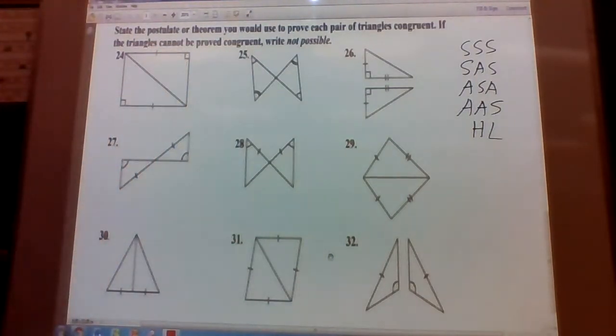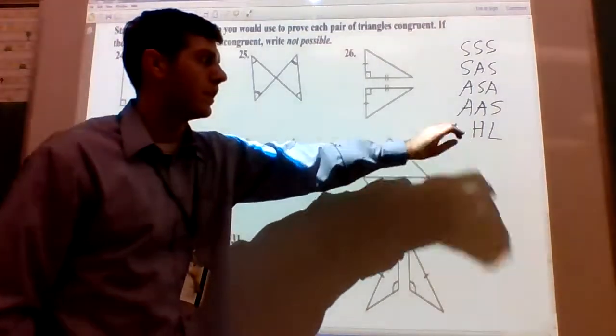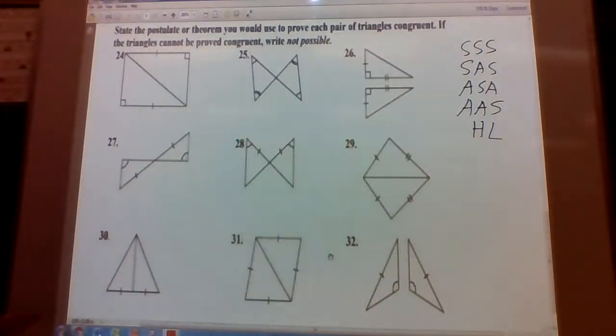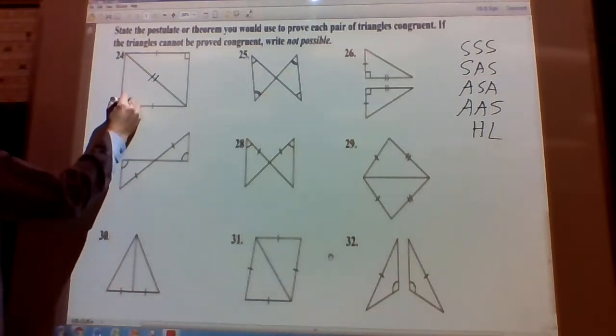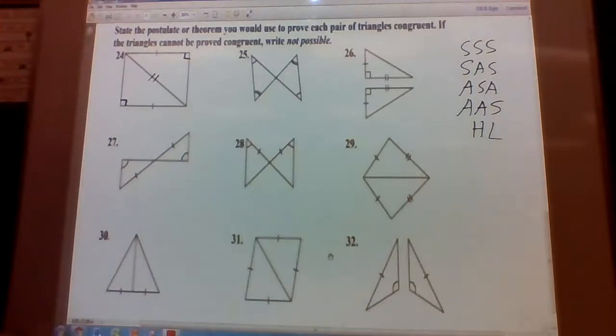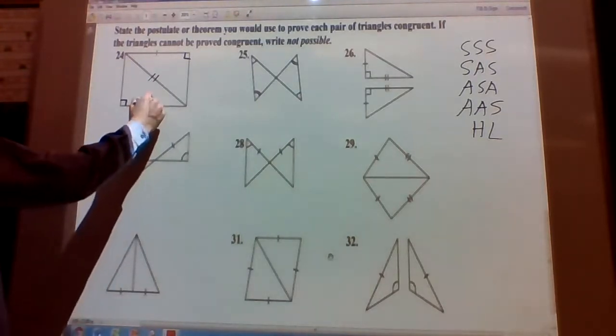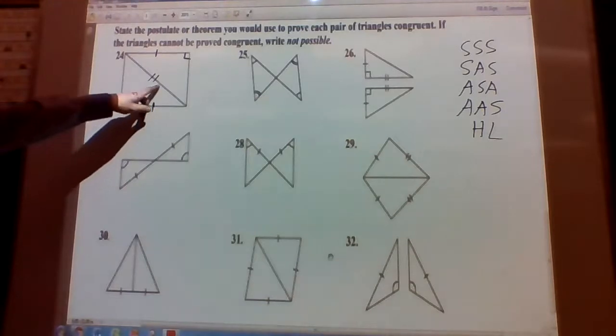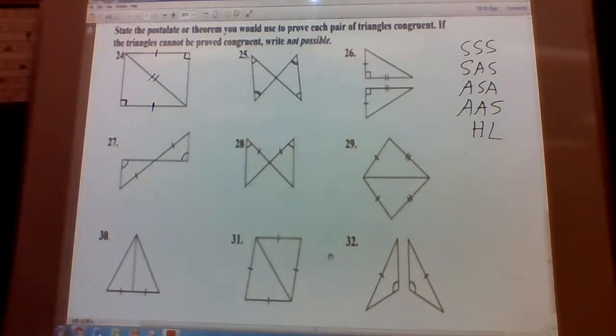But before we say it's not possible, we have to consider hypotenuse-leg. So the hypotenuse-leg theorem says that we have right triangles with congruent hypotenuses and a pair of congruent legs. Here we have right triangles because the definition of a right triangle is a triangle with a right angle. So if we have a right angle, we have a right triangle. We need a pair of congruent legs, which we have, and we need congruent hypotenuses, which we also have by the reflexive property.